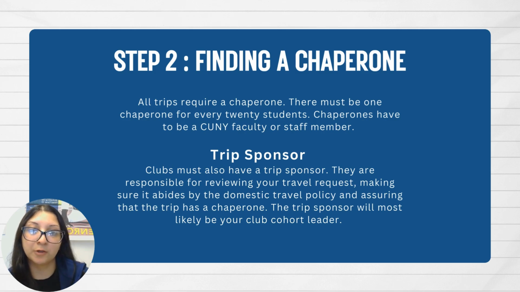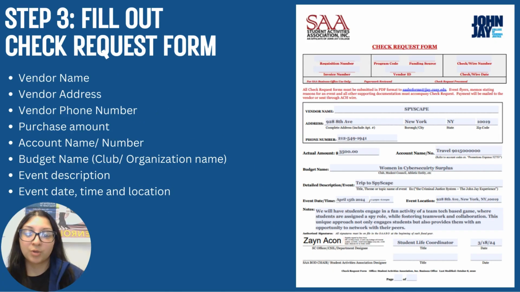They are responsible for reviewing your travel request, making sure it abides by the domestic travel policy, and ensuring that the trip has a chaperone. The trip sponsor will most likely be your club cohort leader. We will now be moving on to the check request form for your travel packet.